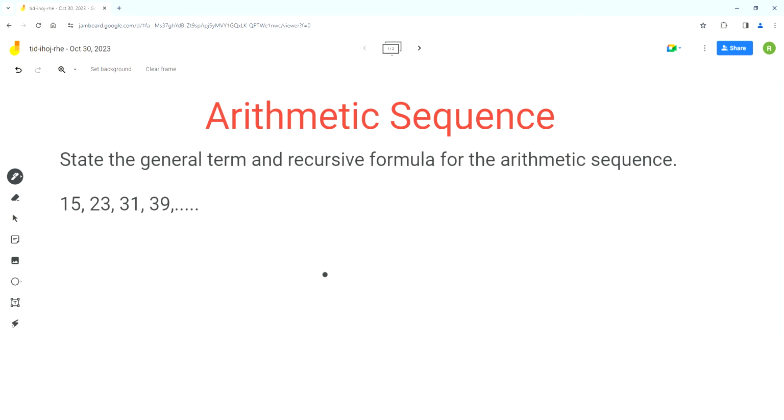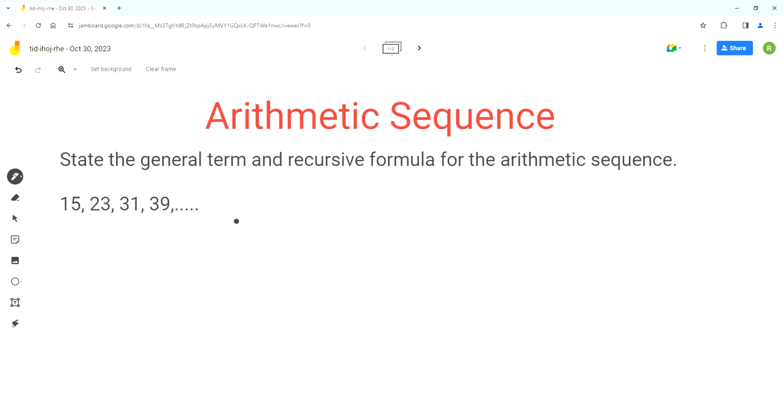Hello everyone. In today's video, we will solve this problem based on the concepts of arithmetic sequence. So in this problem, we have to find the general term and the recursive formula for this given arithmetic sequence. So this is the given sequence: 15, 23, 31, 39 and so on.